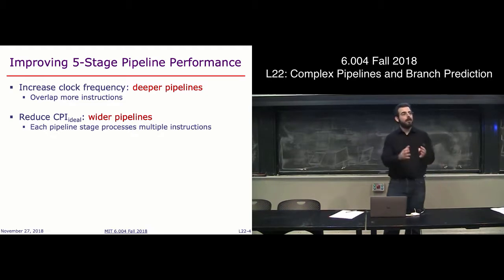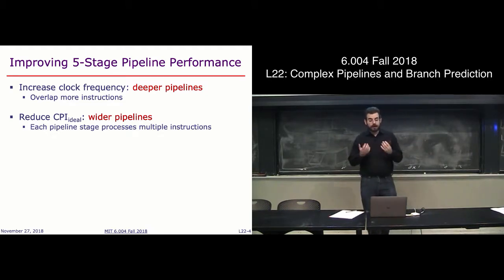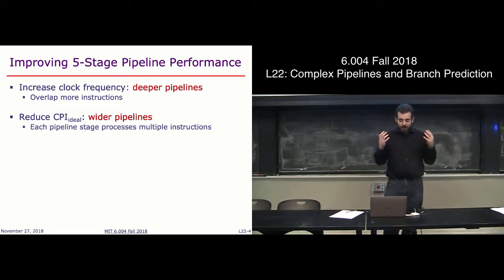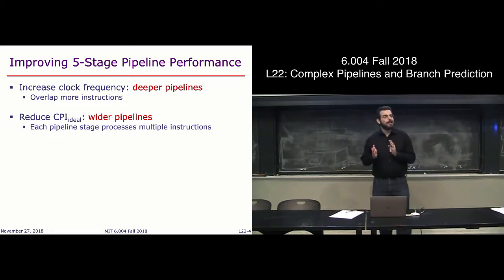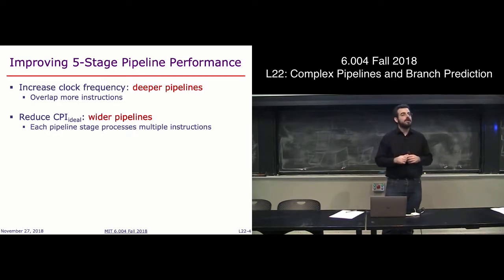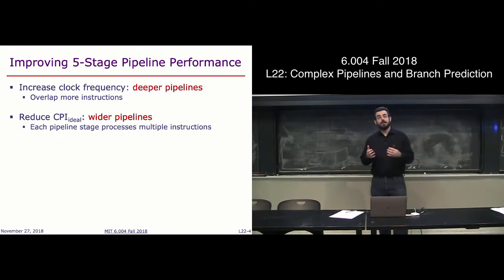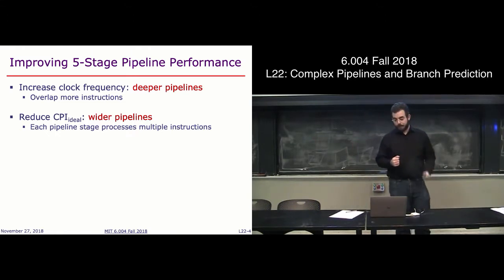keep dividing our pipeline into more and more stages to increase the clock frequency. Another, conceptually simple, although mechanically quite complicated optimization, is what we call wider pipelines, where instead of executing one instruction per cycle, we're going to try to fetch, decode, execute, and so on, multiple instructions for every cycle.